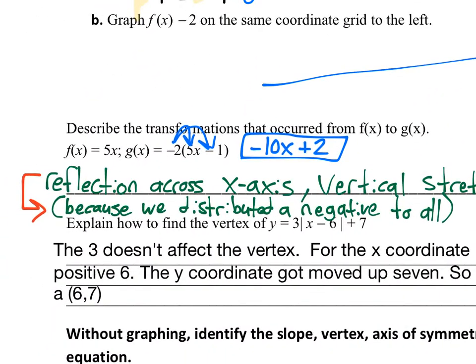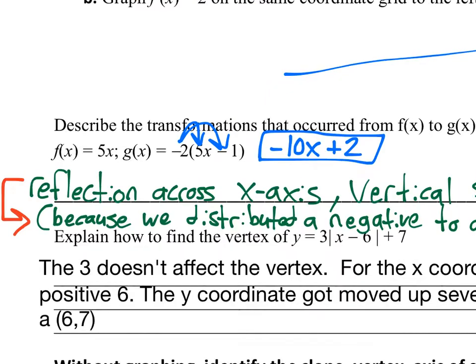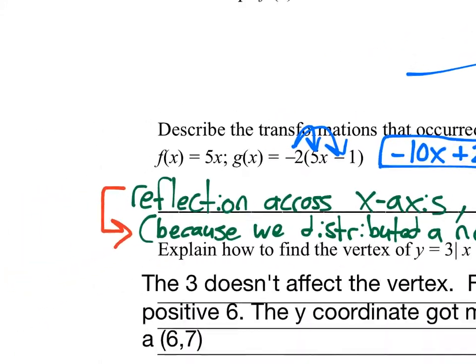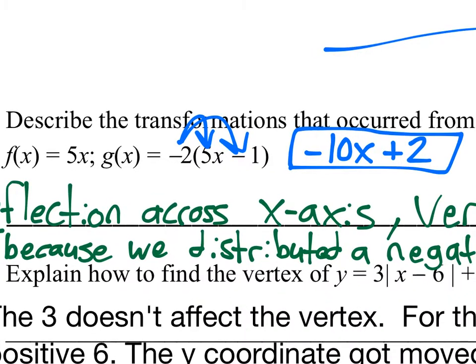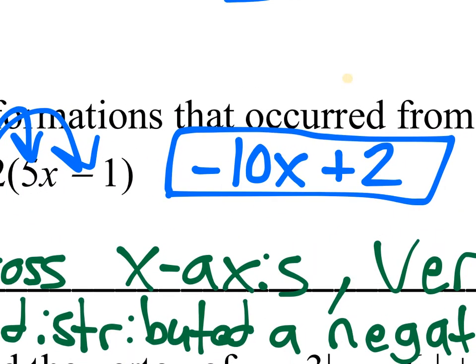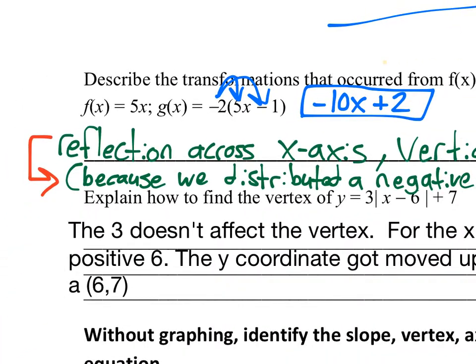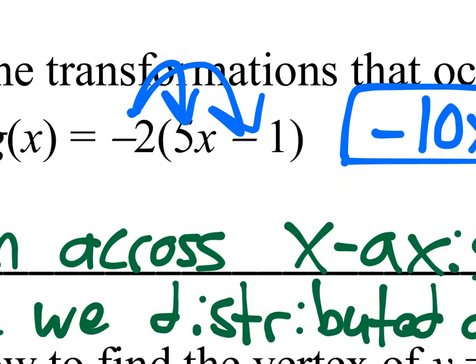Describe the transformations that occurred from f of x to g of x. Here's f of x. Here's g of x. All right, now I would need to distribute that -2 to help get the equation back into the same form. I want to get this back into the same y equals mx plus b to match up with this one, so that's a little tricky. Don't view it as this, because we actually don't know how to handle if there's a 5 with the x also inside the parenthesis.